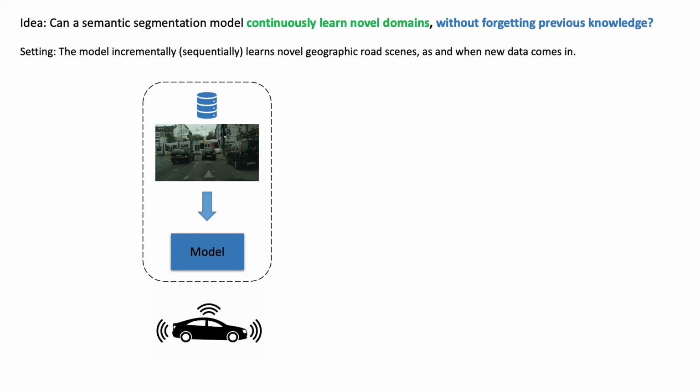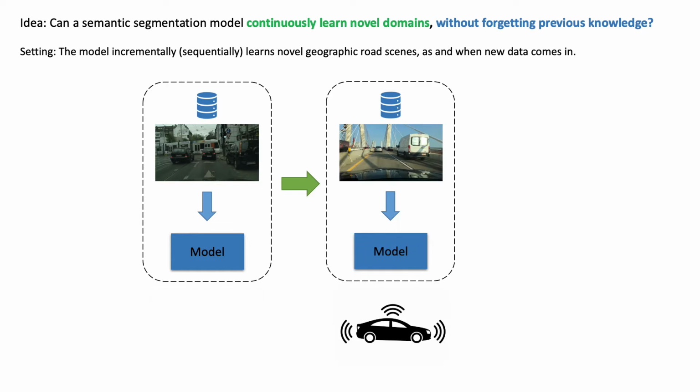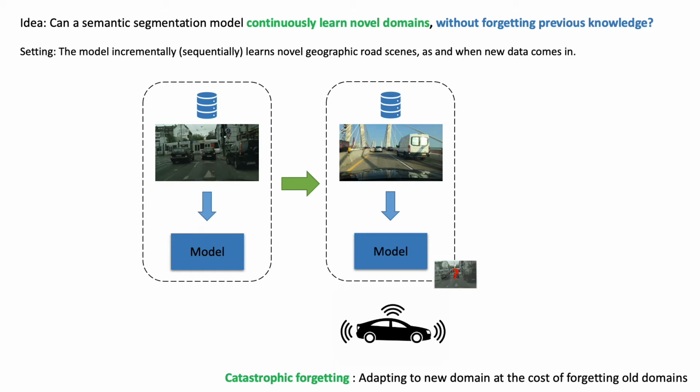In the first step, the model learns on this domain. In the subsequent step, the model is incrementally trained on a new domain. As the model is continually adapted on the new domain, it forgets the previous knowledge. This phenomenon is commonly known as catastrophic forgetting in continual learning.